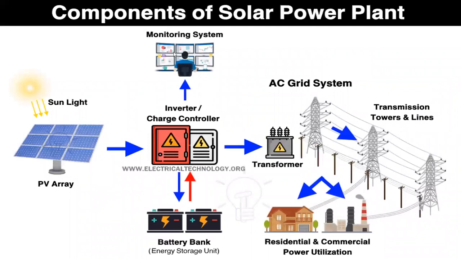So we also have the main components of a solar power plant, where we have the solar modules in terms of a photovoltaic array, which is connected. Then we have the inverter or charge controller. We also have a monitoring station, and then a battery bank for storage. From this onwards, it is given to the transformer, again a step-up transformer, connecting to the AC grid system. Then through the transmission lines, it goes to the distribution network, and from there we have distribution for residential and commercial power utilization.